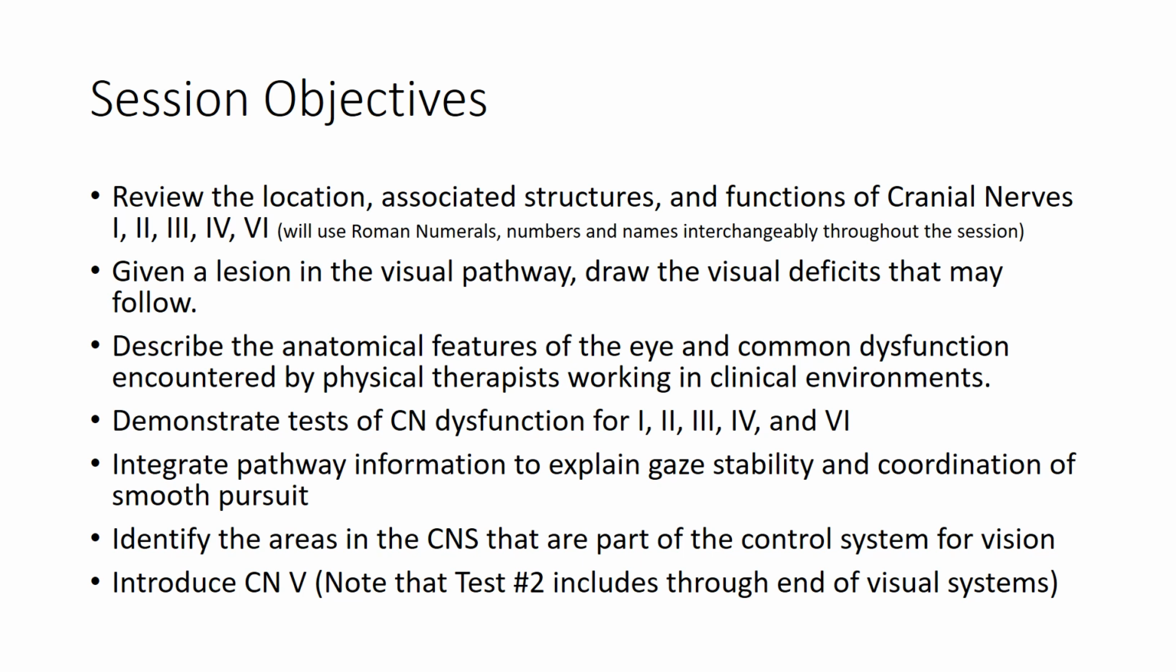We're going to review the tests of dysfunction for cranial nerves 1, 2, 3, 4, and 6. And we're going to integrate information to explain gaze stability and coordination of smooth pursuit. And then we're going to identify areas in the central nervous system that are part of the control system for vision. And we'll introduce cranial nerve number 5. A quick note that we are not going to be including cranial nerve number 5 on test number 2, and we'll say more about that later.